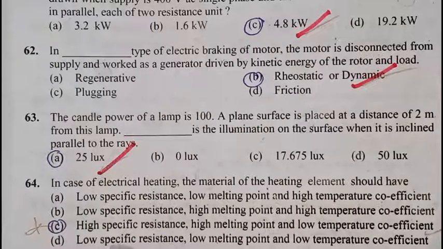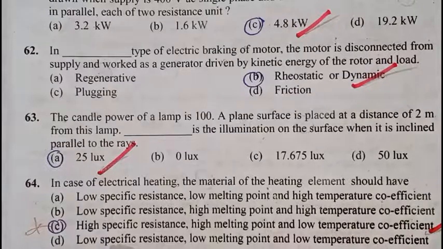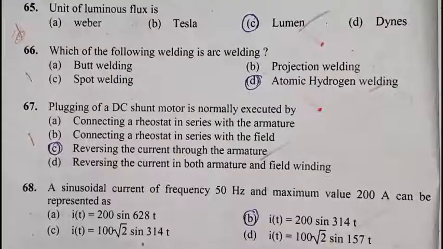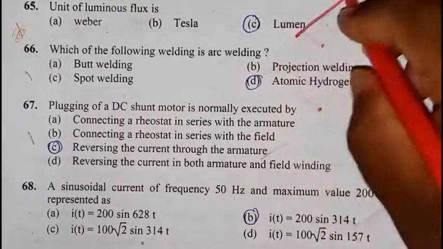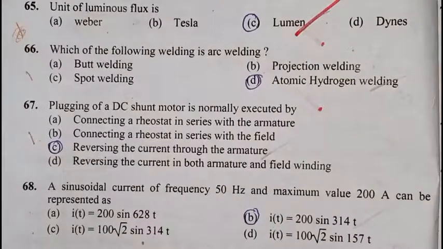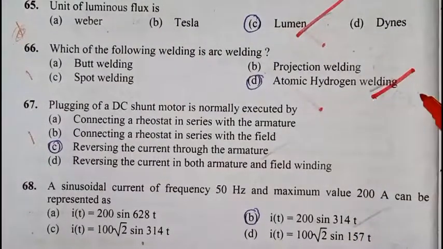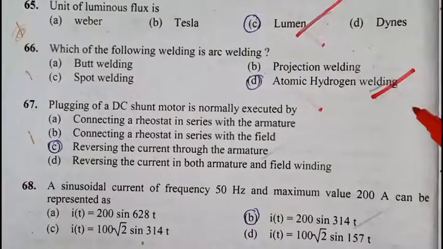Question number 64. In case of electric heating, the material of the heating element should have. Option C, high specific resistance, high melting point and low temperature coefficient. Question number 65. Unit of luminous flux is. Answer option C, lumens. Question number 66. Which of the following welding is arc welding? Answer option D, atomic hydrogen welding.